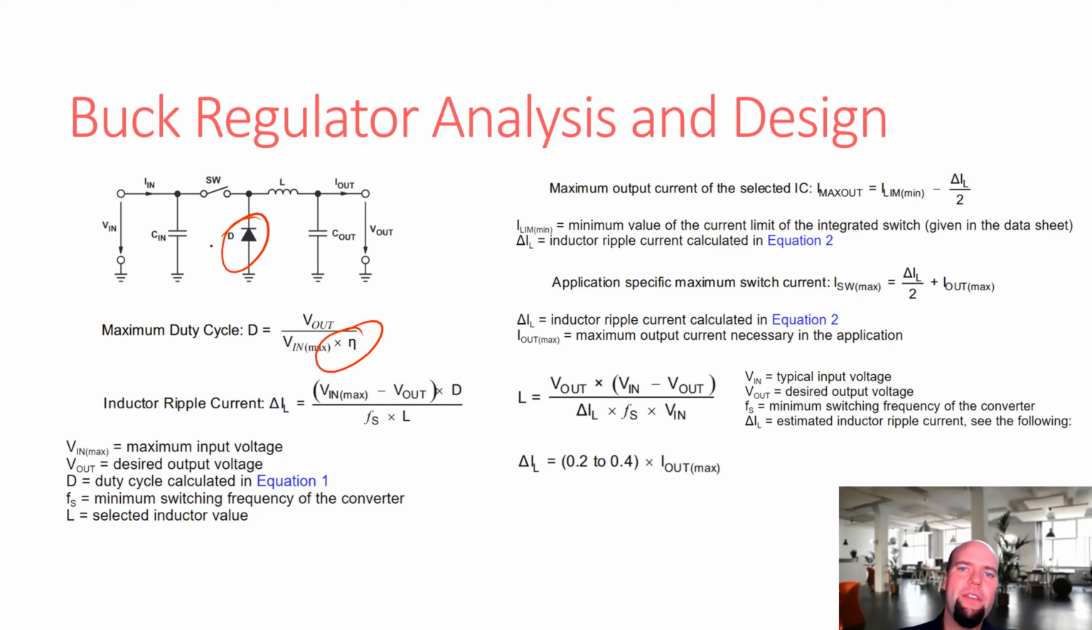Normally for most buck regulators, this is going to be about 0.75 to about 0.9. So 75 to 90% efficiency is fairly common, and it's really not unreasonable to operate close to 90% efficiency for these buck regulators.